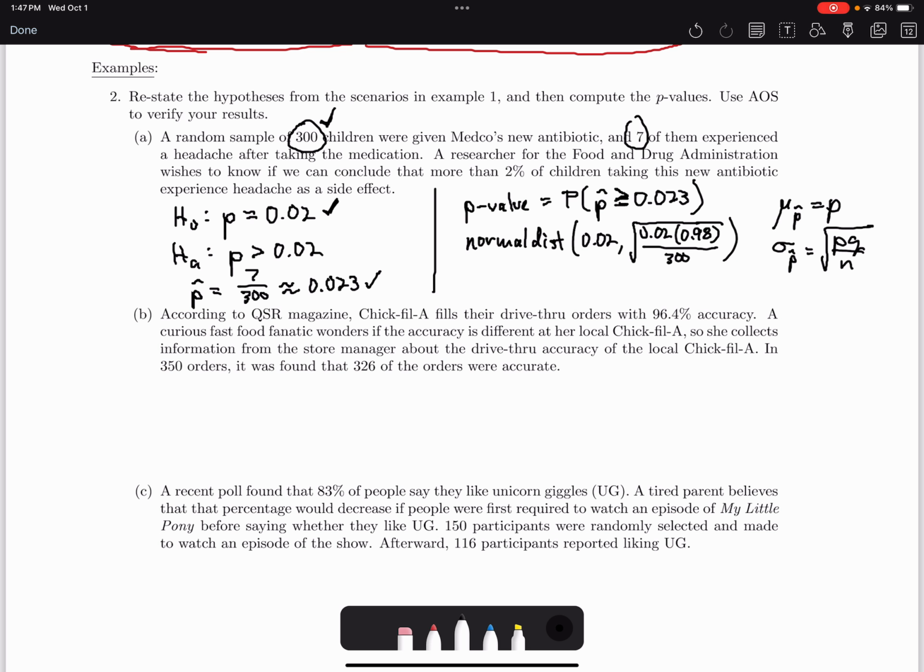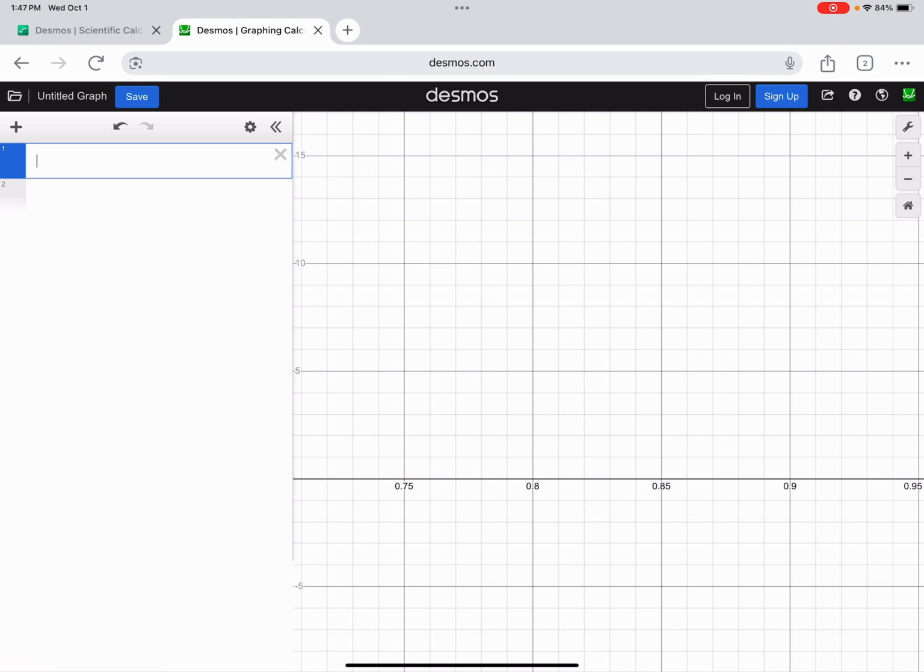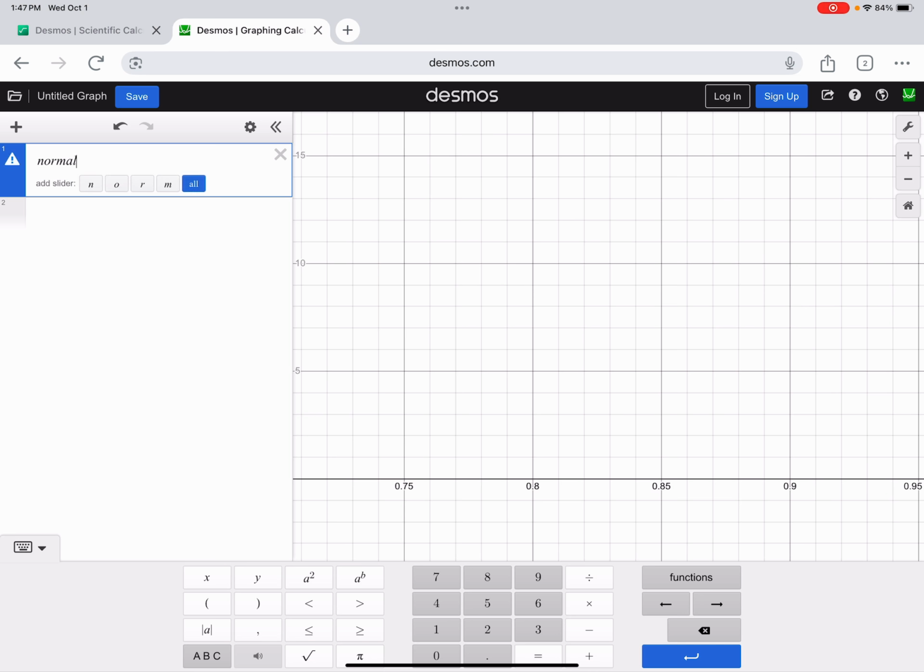Okay, so that's the setup. And then to compute the probability, we're just going to type in probability p hat is greater than or equal to, rather than using the decimal, I'm just going to use the fraction, the exact value. So I'm going to say 7 out of 300. And let's see what we get. Okay, normal dist.